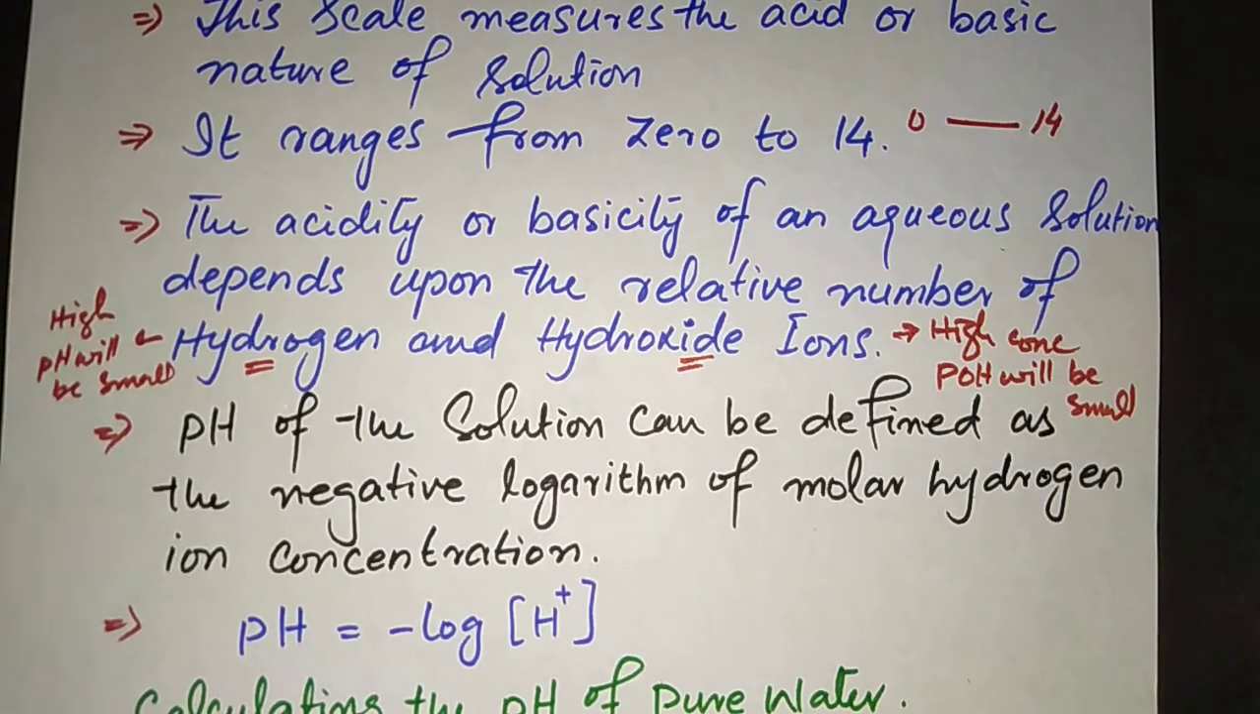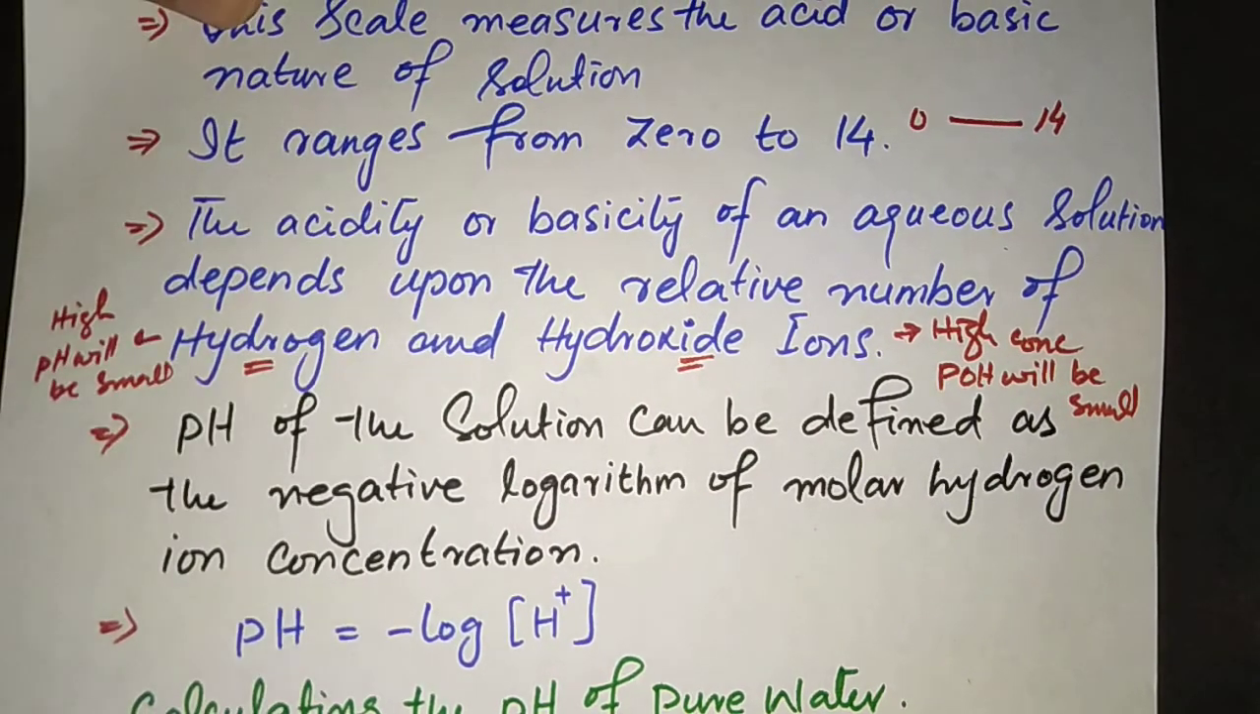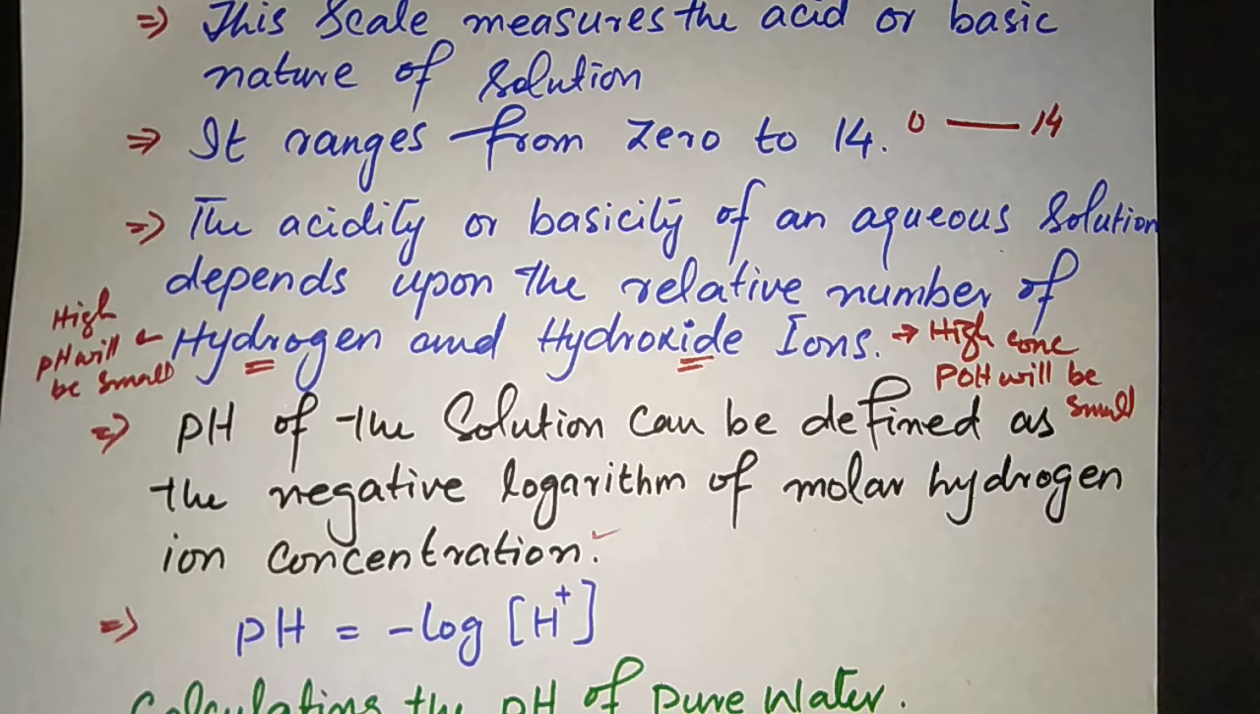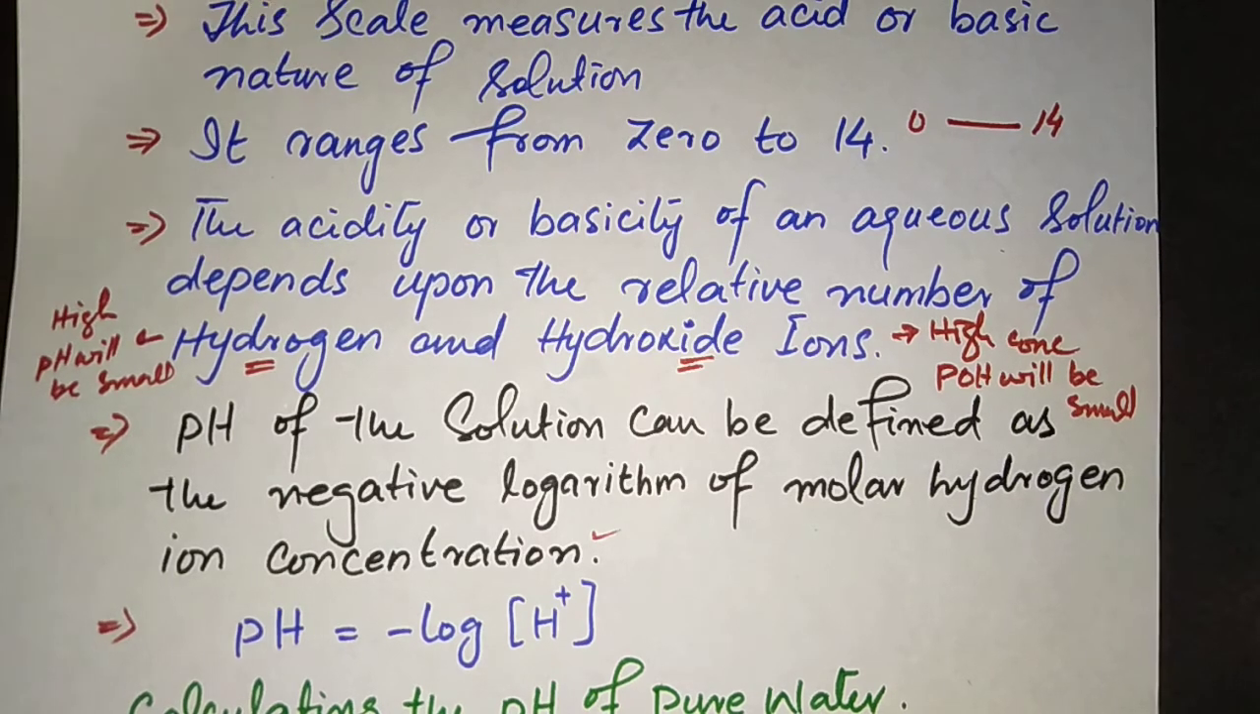So how can we define pH of the solution? The pH of the solution can be defined as the negative logarithm of the molar hydrogen ion concentration. Mathematically, pH is equal to negative log of the hydrogen ion concentration.